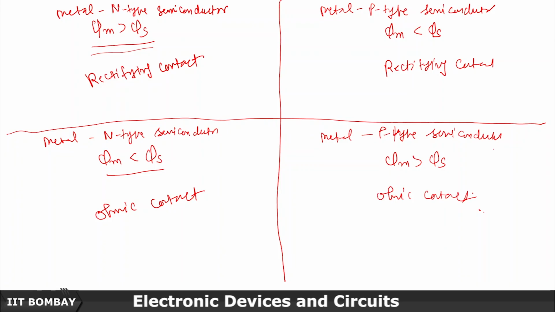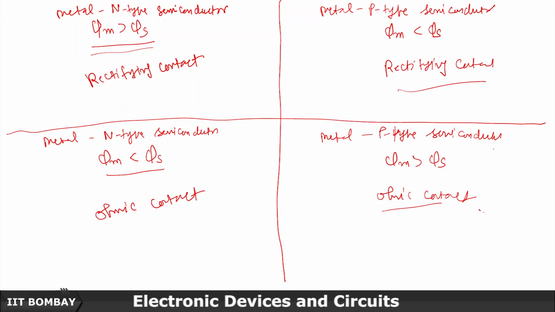So it is the other way around. Like in the case of metal and n-type semiconductor, if phi m, the work function potential, is larger than that of the semiconductor, it would be a rectifying contact, while if it is lower than or equal to the semiconductor work function potential, it can be an ohmic contact. But it's the other way around in the case of metal to p-type semiconductor. If here phi s, the work function potential for the semiconductor, is larger than the work function potential of the metal, then it would be a rectifying contact, and if it is the other way around, then it will be an ohmic contact. So these are the four possibilities that we should keep in mind.